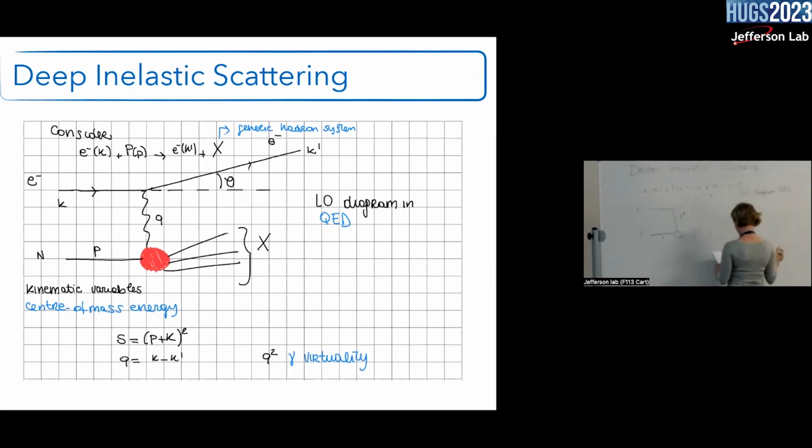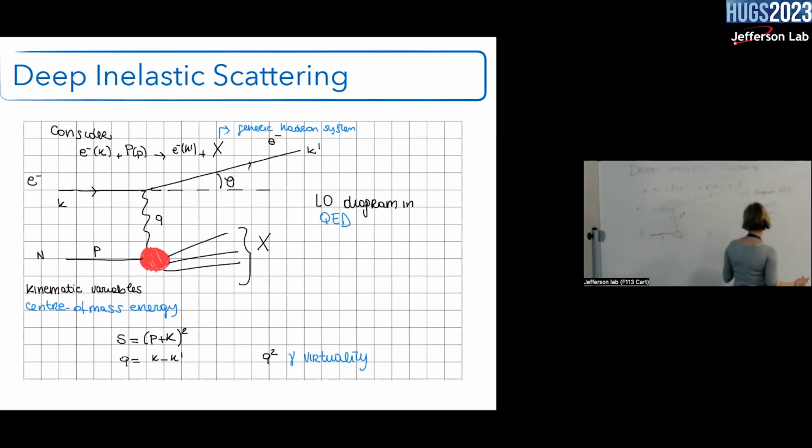Okay, and then let me just write the kinematic variables. So we have the center of mass energy, which is P plus K modulo square. So these are all the four momenta, okay? I'm writing the relativistic momenta. And then we have Q, which is the momentum of the virtual photon I have here, which is K minus K prime. Okay, very good. And then I'll give you an exercise for those of you who want, and in the slides there is the solution, what happens when you add the Z or the W, okay? But it's the same derivation.